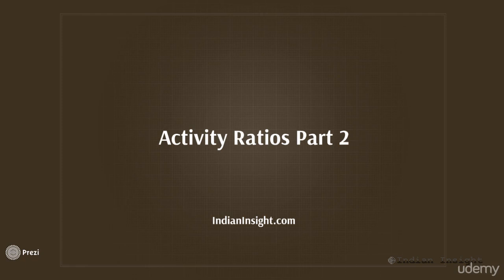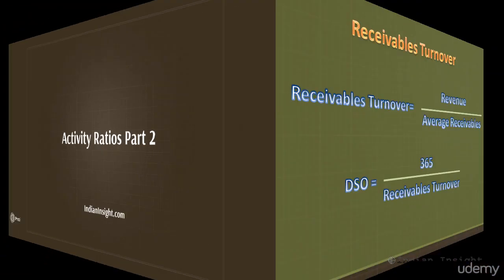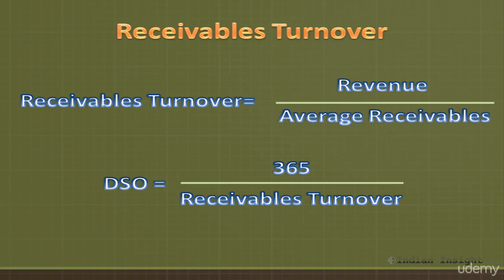Welcome back. The next ratio we will discuss is receivables turnover and DSO. DSO stands for Days Sales Outstanding. Now receivables turnover is calculated by dividing the revenue by average receivables. Average receivables is receivables at the start of the period and end of the period combined and divided by 2.